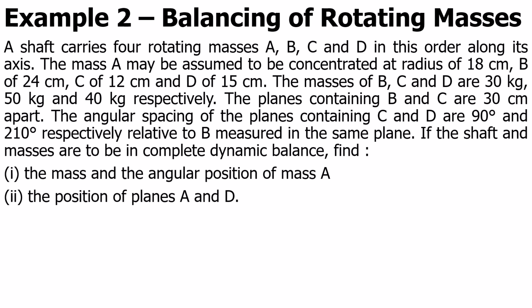So the objective is to solve this problem, and we will use the principles of static and dynamic balancing for rotating systems, apply vector analysis to account for both magnitudes and angular positions of the masses, and determine the unknown mass and angular positions of A, as well as the positions of planes A and D to achieve complete dynamic balancing. By carefully analyzing the given data and applying balancing equations, we can ensure the shaft rotates smoothly without vibration. So let's proceed step by step to find the solutions to parts 1 and 2.